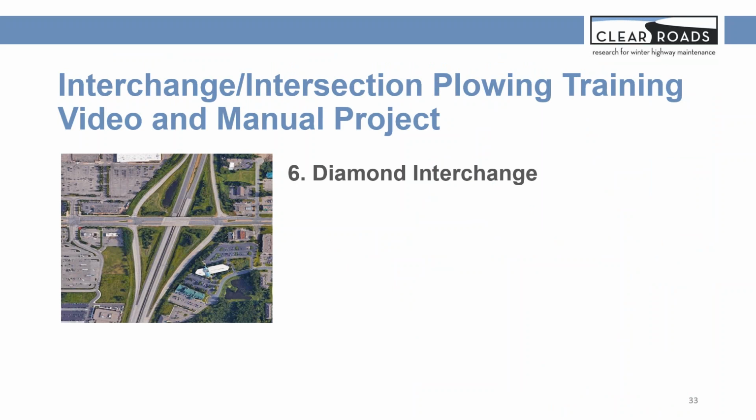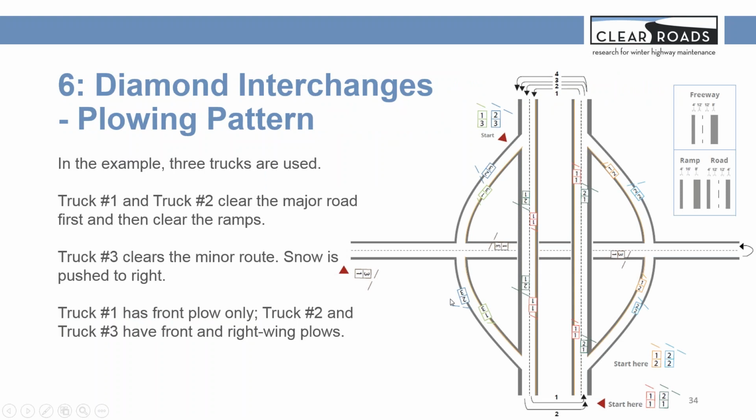Number 6, the Diamond Interchange. This is straightforward. We have 2 tracks. Actually 3 tracks, sorry. Two tracks clear the major roads and then clear the ramp. And track number 3 clears minor roads. So it's kind of straightforward.